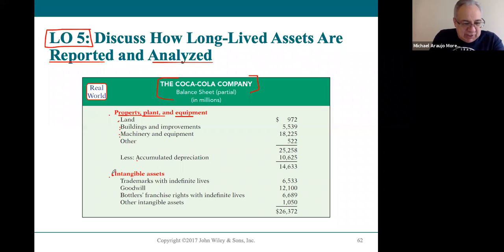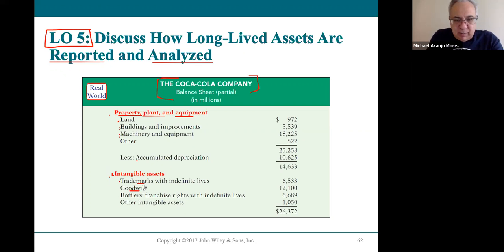Intangible assets don't tend to have as much of an order. Here you have Coke has a lot of trademarks, be it the big C or other types of things, plus the word Coke in essence. Very important trademarks. Indefinite lives, they're going to keep those forever.